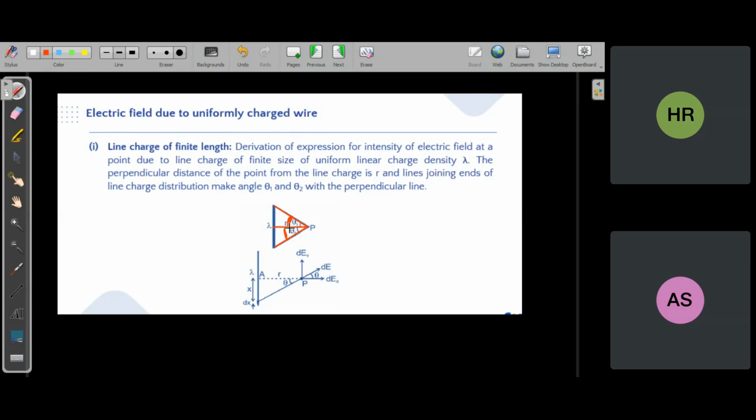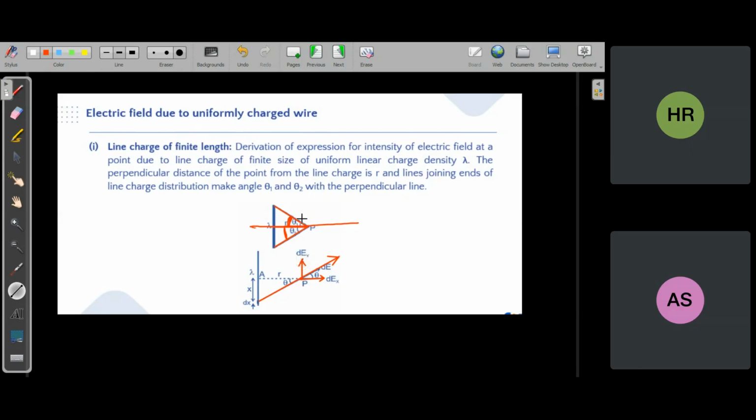And now you will go with respect to this perpendicular line at any angle theta, and there you will choose an element of some dx length. It is at some distance x from here. Then because of this dx length, you will find the electric field here, which will be in this direction. Then you will take its components and you will integrate both the components.